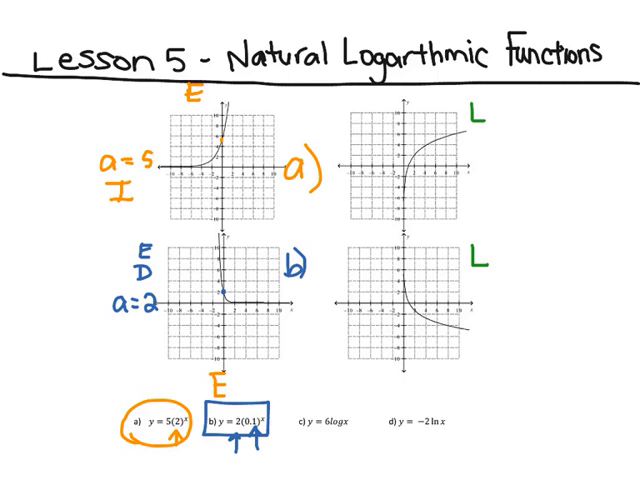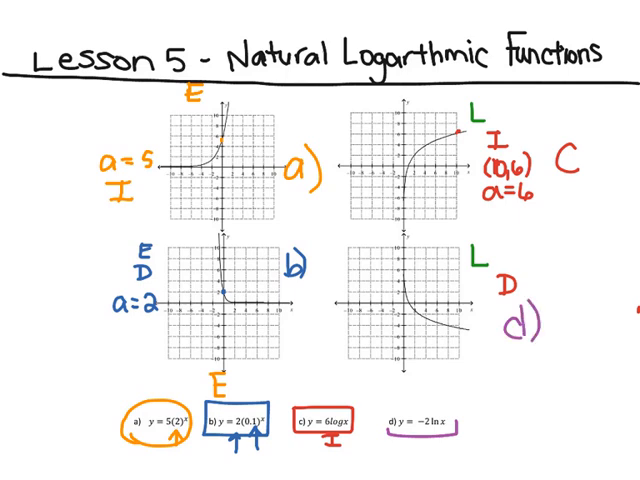Now for our last two, we have a logarithm and a natural logarithm. So this one is increasing, and this one is decreasing. This one also goes through the point (10, 6). So we know that a is equal to 6, which matches c. So this would be c. And because the last one matches that it is a decreasing function, this last one would be d.